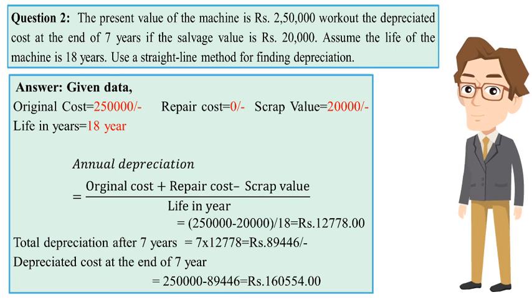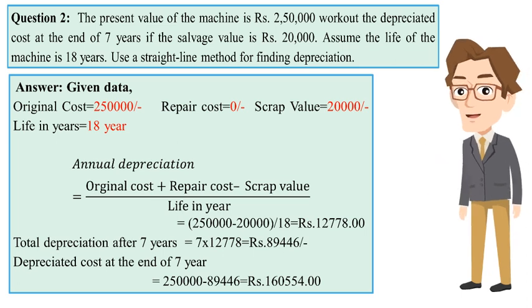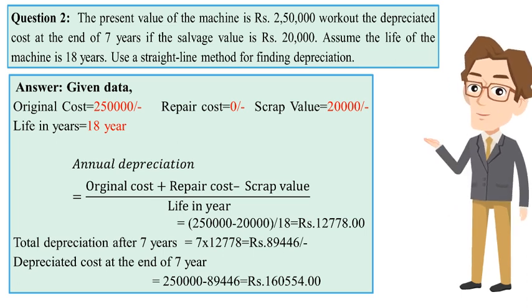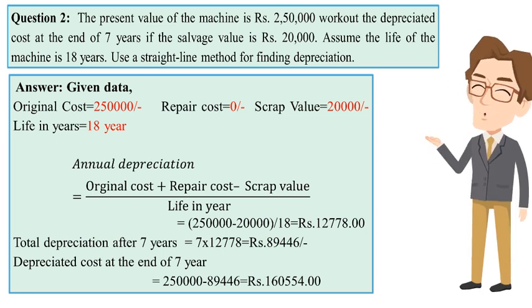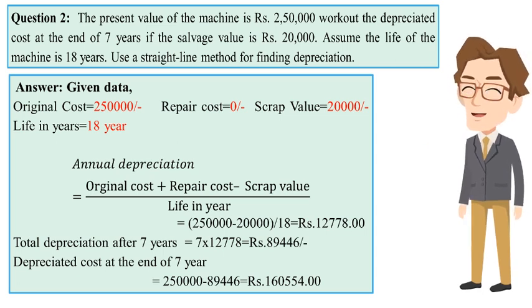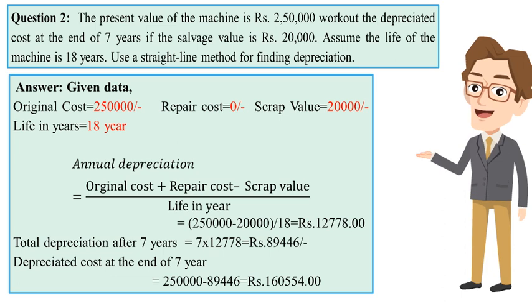Depreciated cost at the end of 7 years equals 250,000 minus 89,446 equals Rs 160,554. So, at the end of 7 years, the value of the asset, after accounting for depreciation, will be 160,554 rupees.